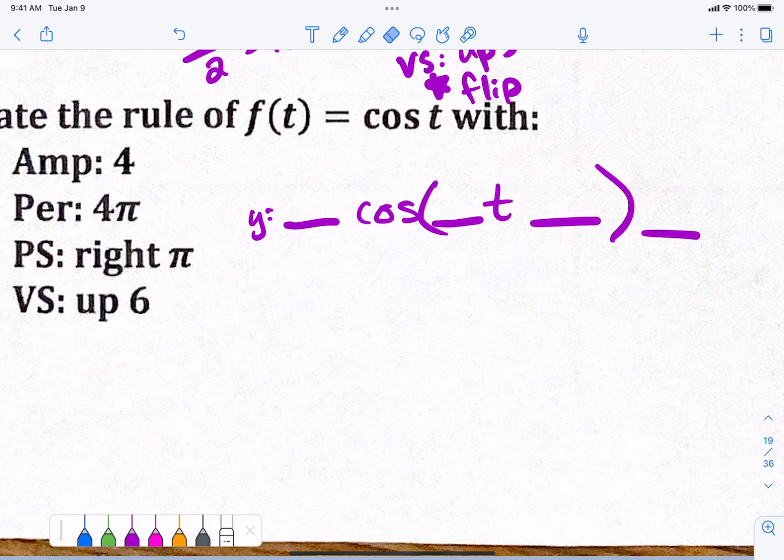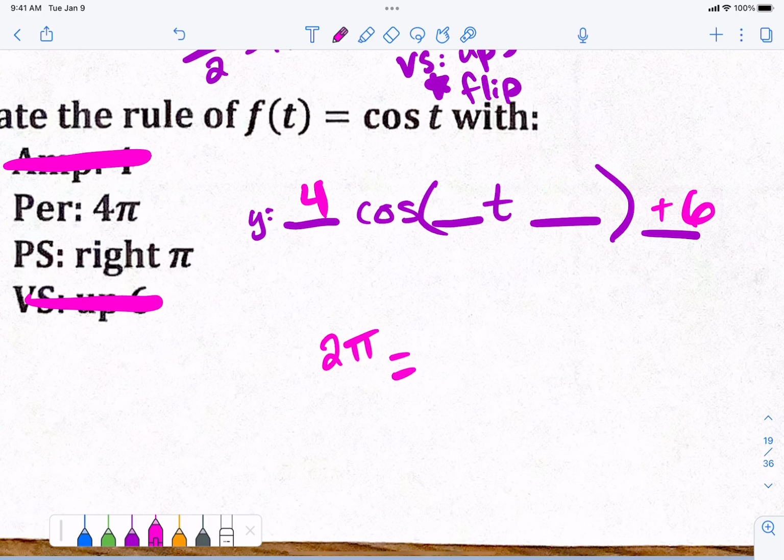Did you get them figured out? Are we ready? Yep. Okay, what's your first number? 4. What's your last number? 6. Okay, that should be easy. All right, so those are done. Okay, the period. How do you find period? 2 pi over b, and that's equal to 4 pi.